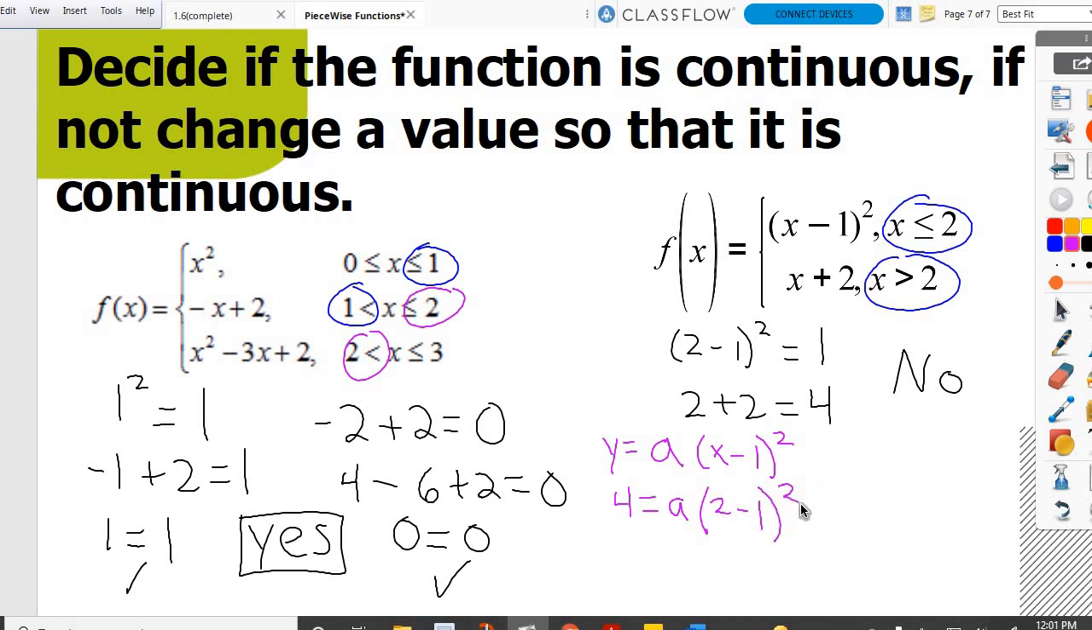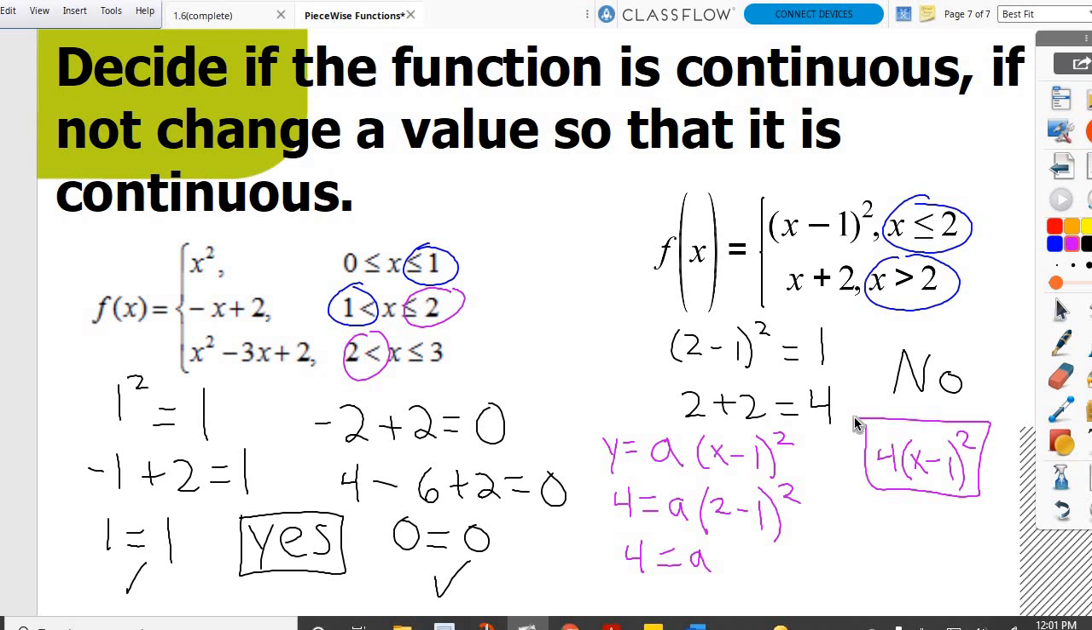So what is 2 minus 1, squared? So we get that a is 4. So if we made our first piece 4 times x minus 1 squared, now my function would meet up and it would be continuous. Did we get our 4 from the other equation? Correct. Because I need my y values to be the same value, so that's why I had to set it equal to the y value we got from the other one.